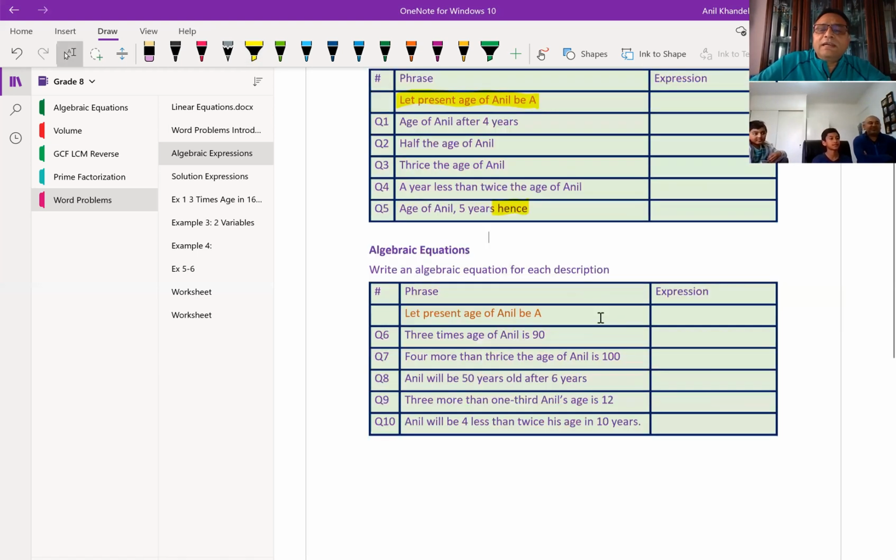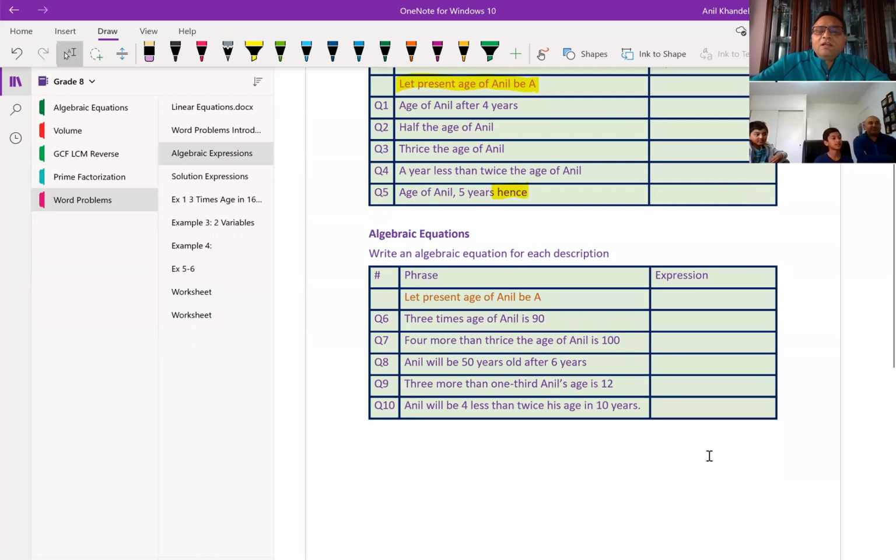The next one is writing algebraic equations. So, Devansh, I would like you to read question number 6. Let the present age be Anil. You have to now write expressions, I wrote, but we need equations, right? So change this to equations. That's a typing error. 3 times age of Anil is 90. So read from here and give me the answer. 3A equals 90. Perfect.